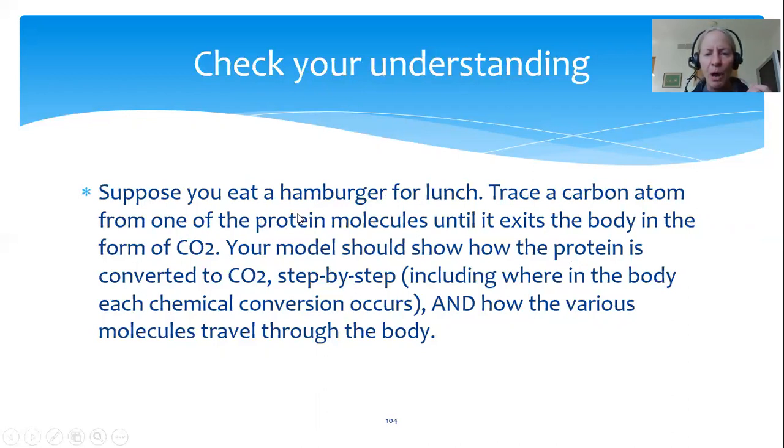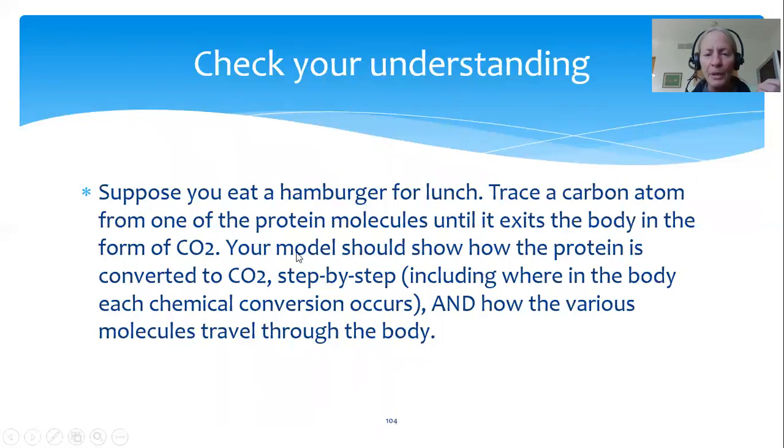In one of the protein molecules, what pathway does it follow as it goes through your digestive system, and how does it get converted from protein molecules to some other molecule that contains carbon, and eventually it gets absorbed into the circulatory system? What's the pathway then that molecule that used to be a protein but it's now been digested, what pathway does that molecule take until it gets to a cell somewhere in your body?